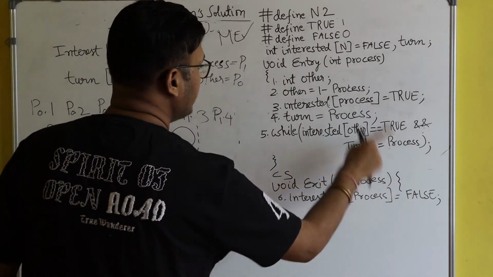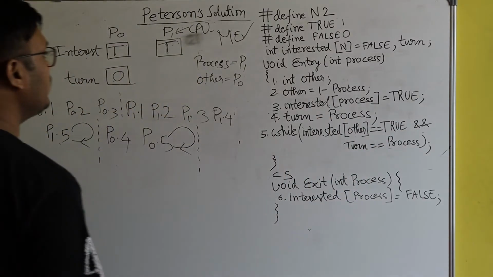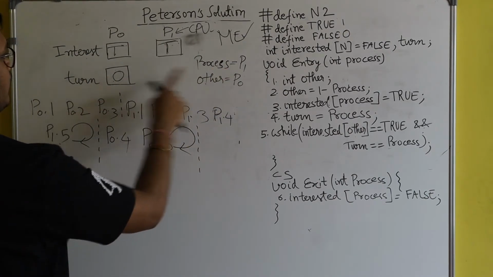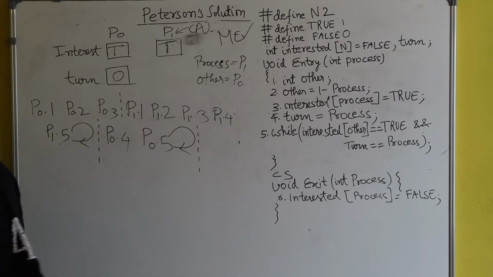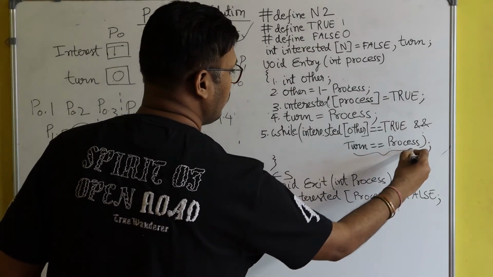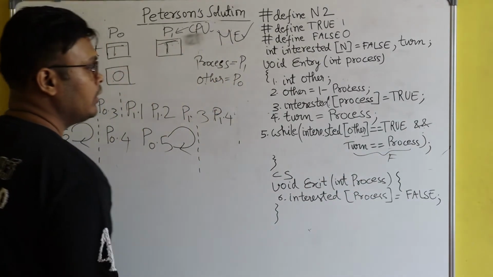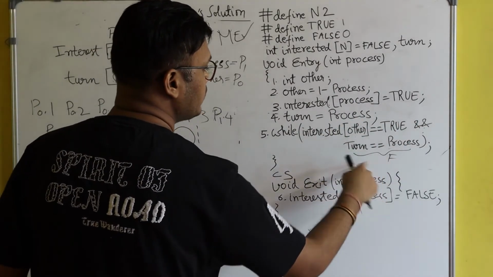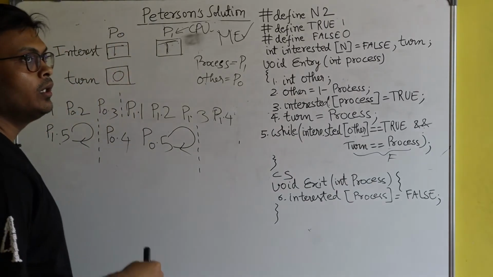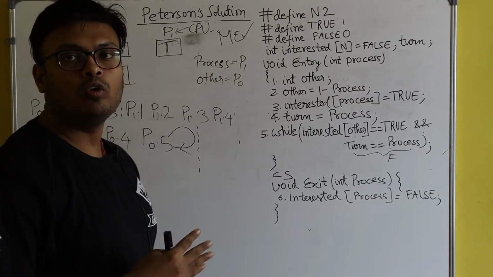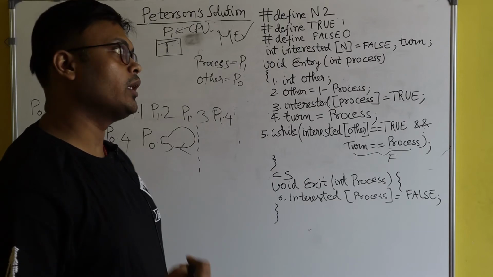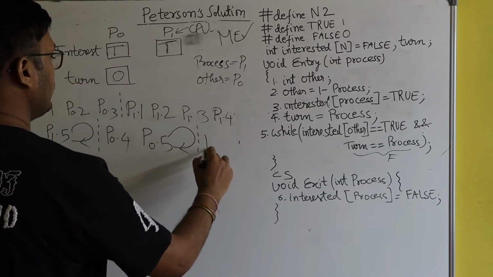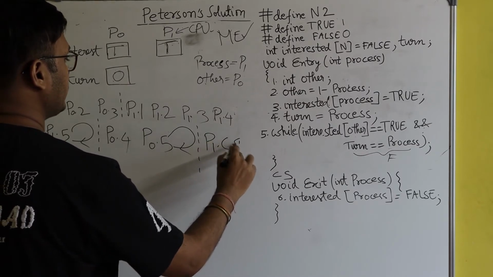Okay. And turn is equal to process. So now turn is equal to process? No, turn is 0, but the process is 1. So it means what? The second condition is false. Okay. First condition is true and second condition is false. So true and false is false. So it means the overall condition of the while loop has become false and the while loop will be broken. Since the while loop will be broken, this time P1 will enter inside the critical section.